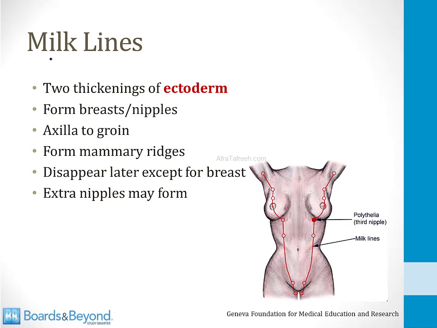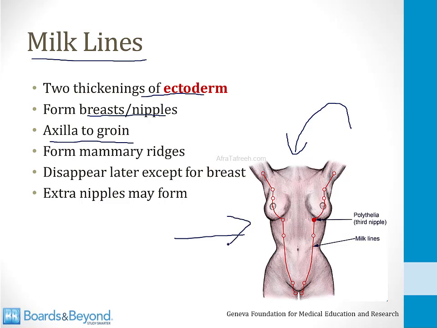Breast tissue develops from embryonic structures called the milk lines. These are two thickenings of ectoderm that form the breasts and nipples. And you know that ectoderm leads to development of the skin, so it makes sense that it would also lead to development of the breasts, which are attached to the skin. The milk lines run down both sides of the embryo from the axilla to groin, as shown in this picture here. They form structures called the mammary ridges, which disappear during development except for the breast tissue.